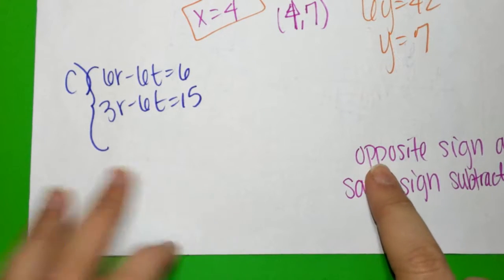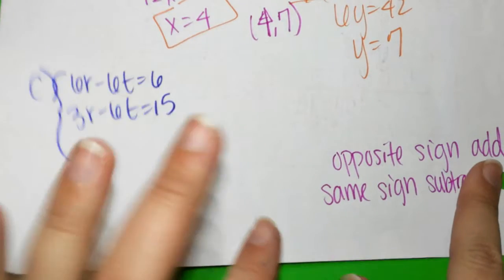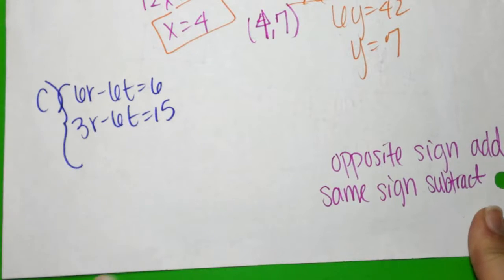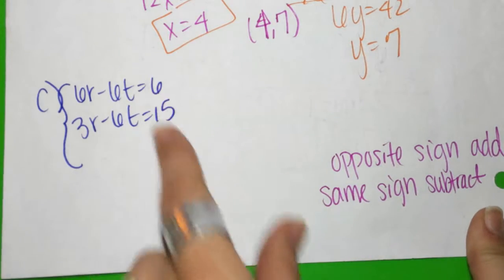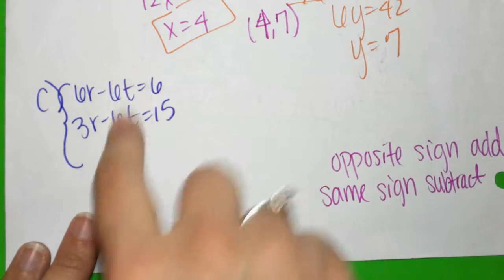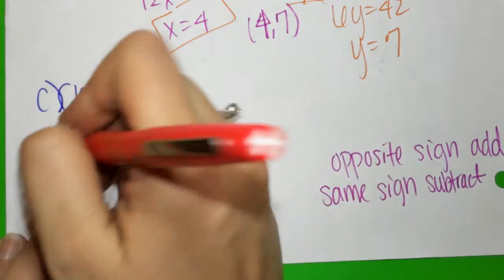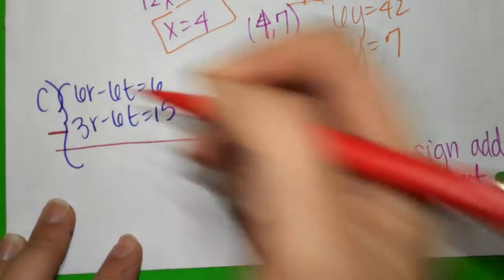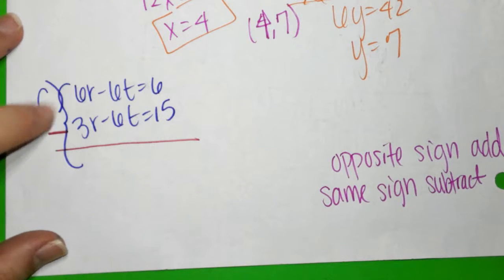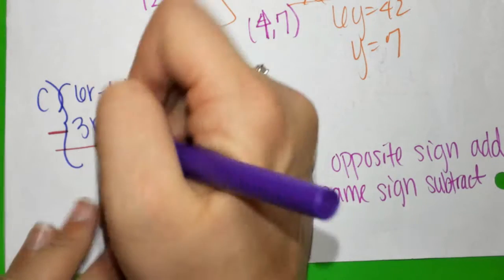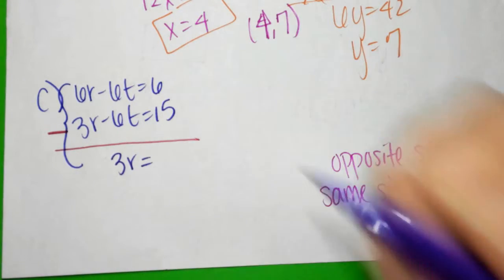Alright, now, we said opposite sign add, same sign subtract. Now, do the R's have the same number? No. Do the T's have the same number? Yes. Do they have the same sign? Yes. What are we going to do? Now, we're going to subtract. What is 6 minus 3? 3. So we have 3R. Does everybody see how we got that?